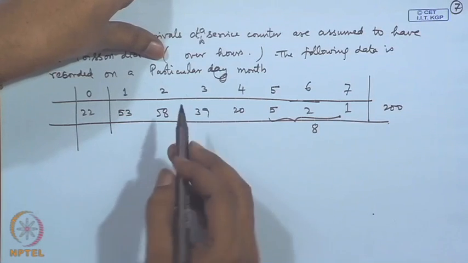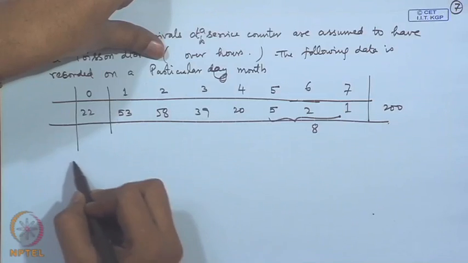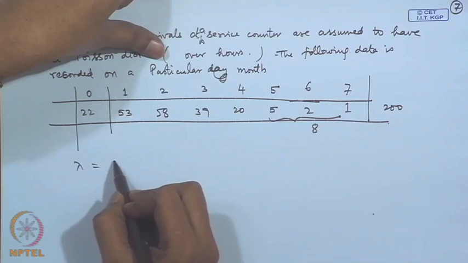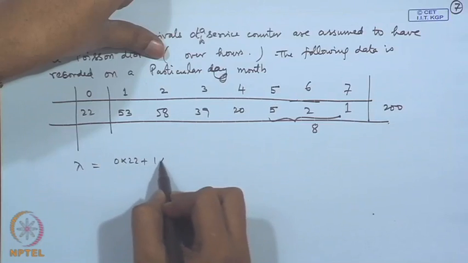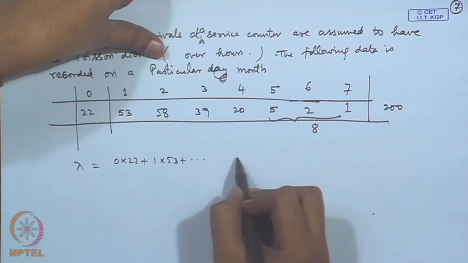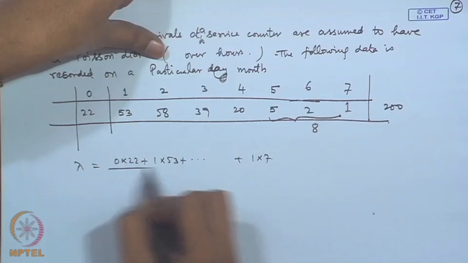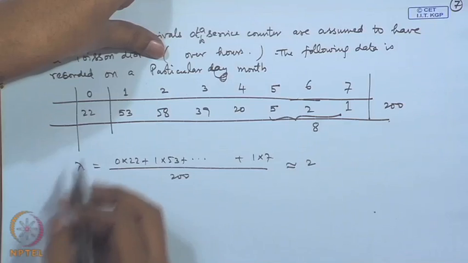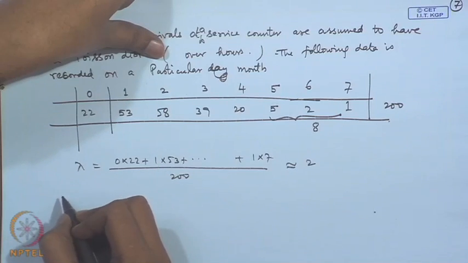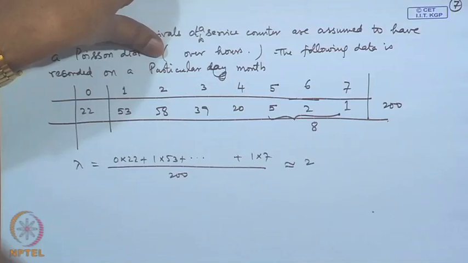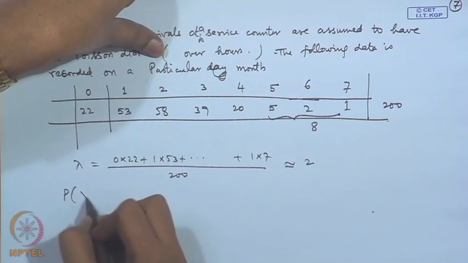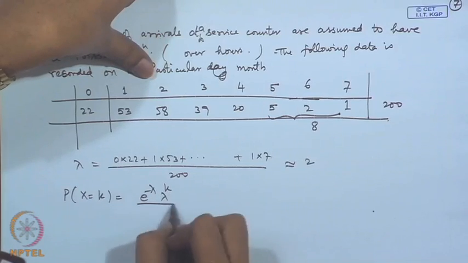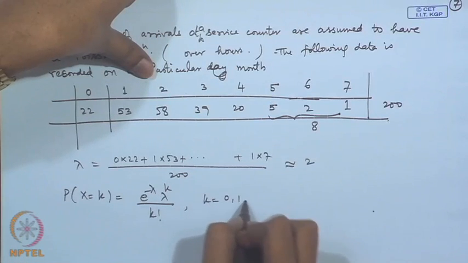Now we do not know the parameter of the Poisson distribution. So, we estimate lambda by the mean. So, we consider 0 into 22 plus 1 into 53 and so on plus 7 into 1 divided by 200, that is approximately 2. So, then expected frequencies are calculated using the probability distribution. So, we have e to the power minus lambda, lambda to the power k by k factorial, k equal to 0, 1, 2 and so on.